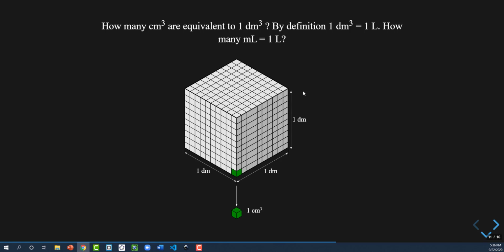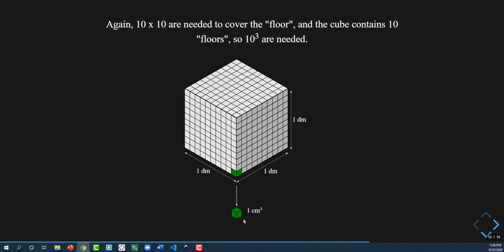And right now we'd like to look at the relationship between that and a much smaller cube, this little green cubic centimeter. So again, same kind of logic. How many of these cubic centimeters will fit into a cubic decimeter? We don't have to go through the whole floor and row logic.